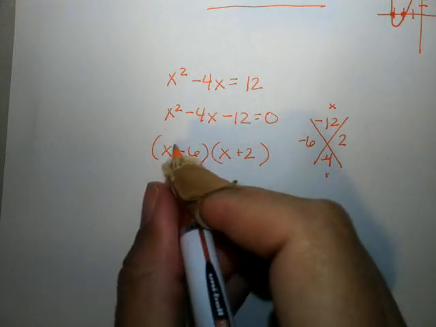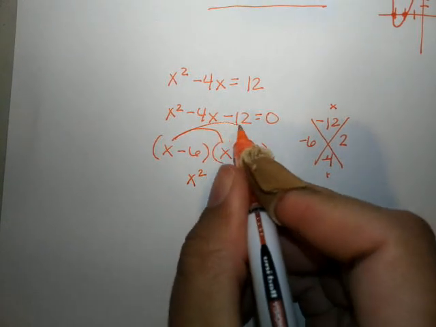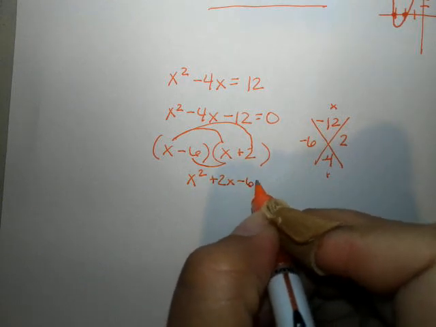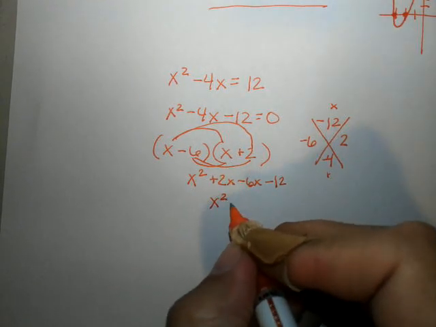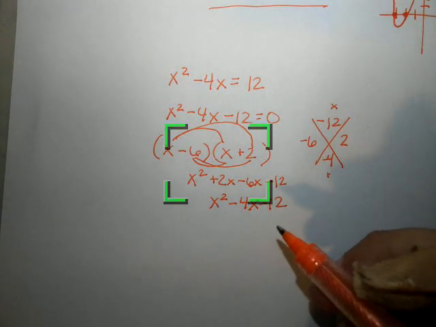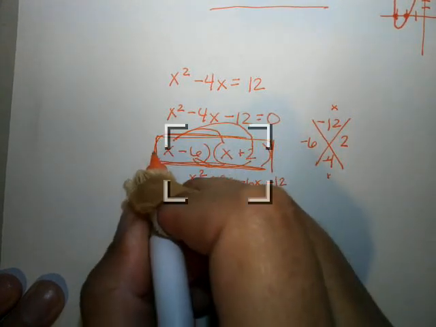Now, if you don't believe me, let's multiply it back out. x times x is x squared. x times 2 is 2x. Negative 6 times x, and negative 6 times 2 is negative 12. Look at that, we got x squared minus 4x minus 12. So that's one way to check our work. So here's our factored version: x minus 6 times x plus 2.